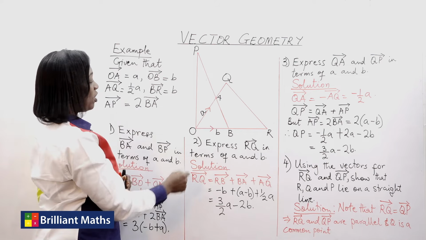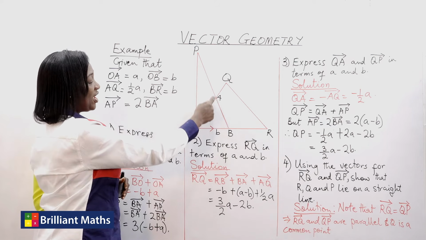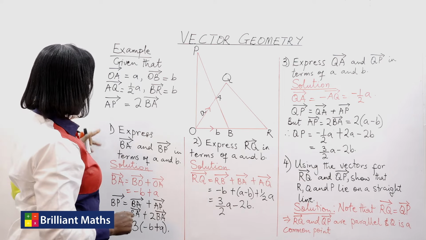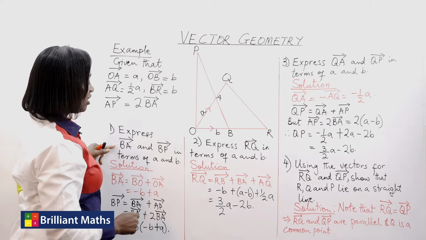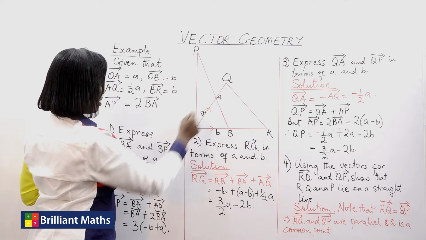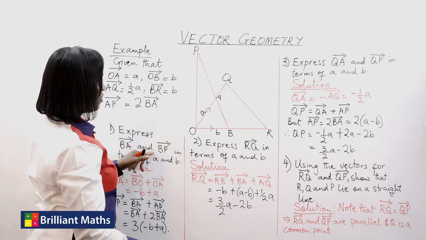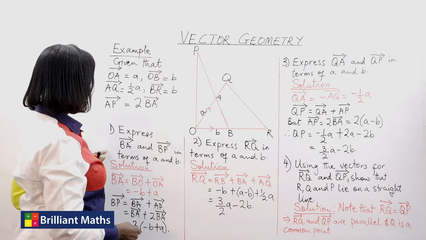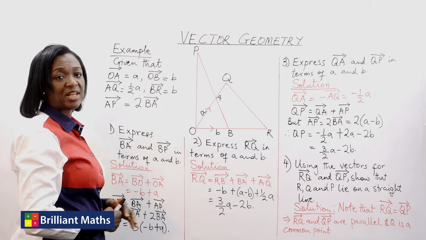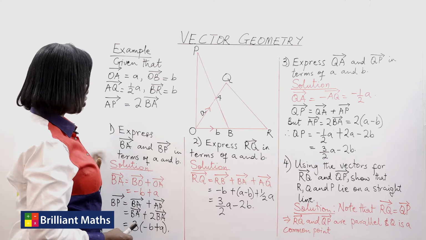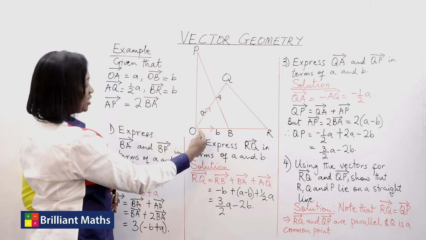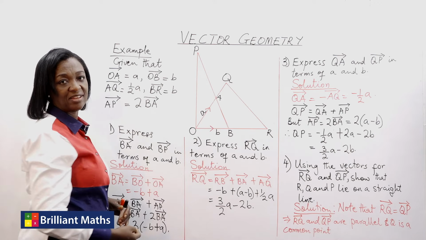AP is equal to 2BA. The first question says, express BA and BP in terms of a and b. So let's see how we can do that. Solution: BA is equal to minus b plus a.